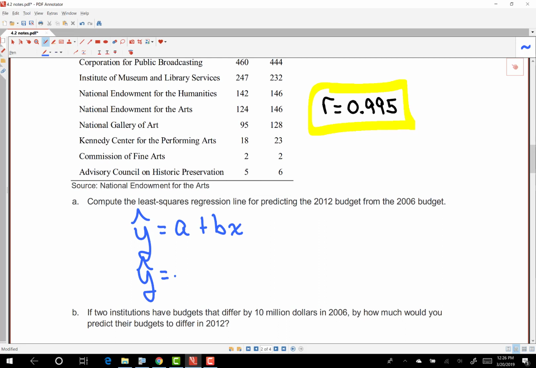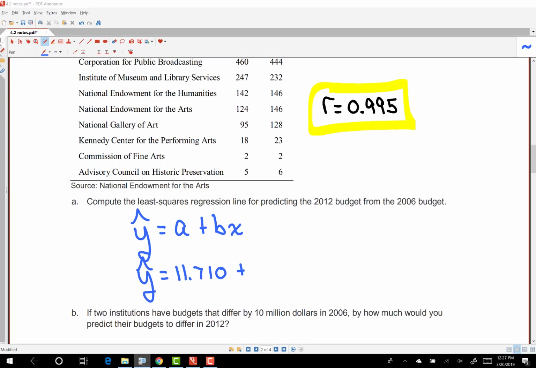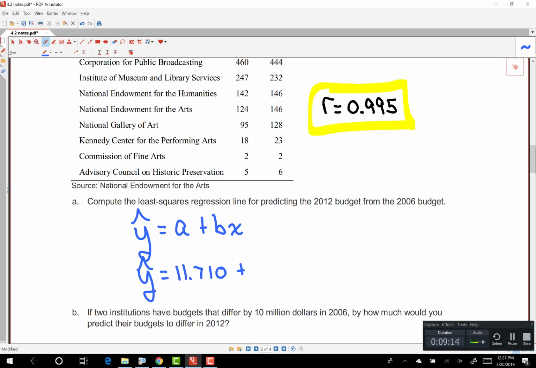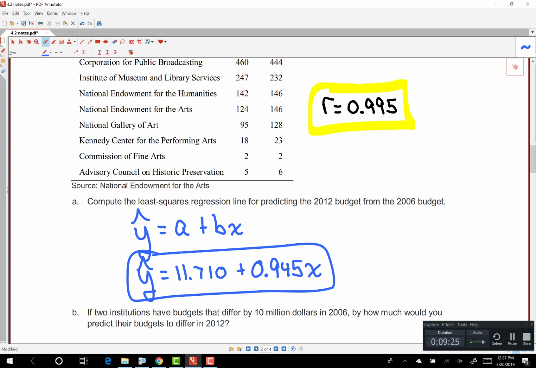So a was 11.710 plus b was 0.945. And I double check that. Yes, that was right, 0.945. 3 or 4 decimal places, we don't have a set rule here. So 0.945x. And so this is what we call our least squares regression line.